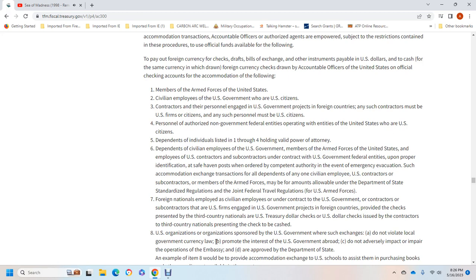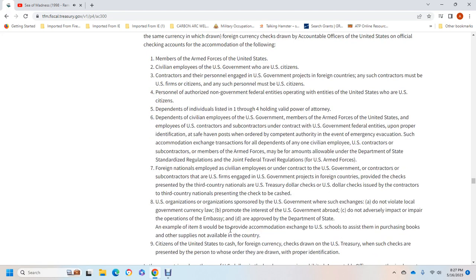U.S. Treasury dollar checks issued for third country nationals presenting the checks to be cashed, and U.S. organizations bound for the U.S. government, such as the Canadians, must not violate local country government currency law, in order to promote the interest of the government abroad.